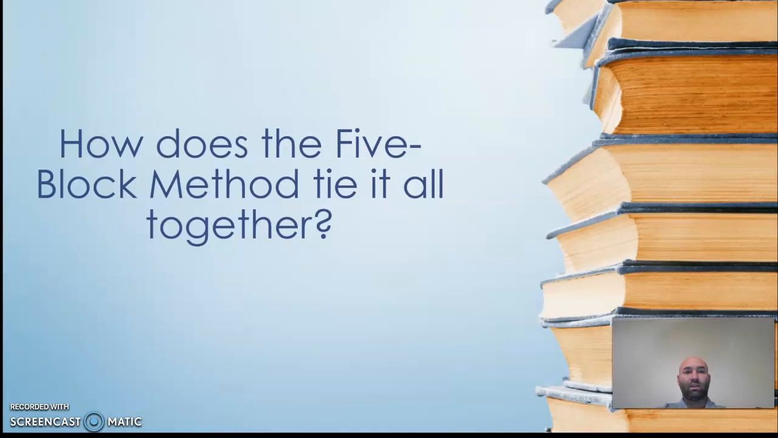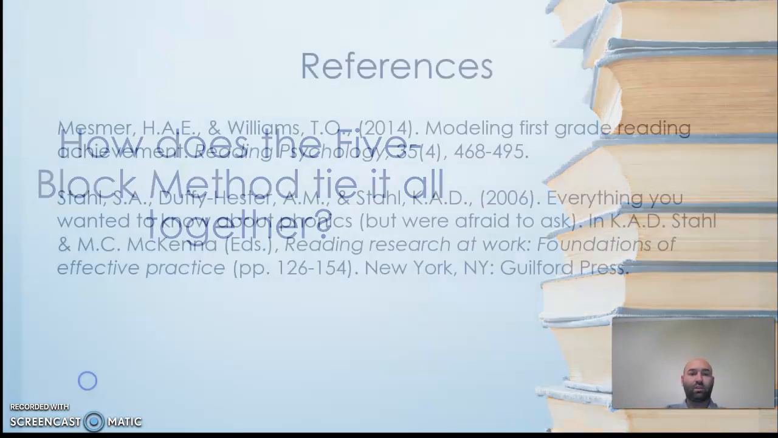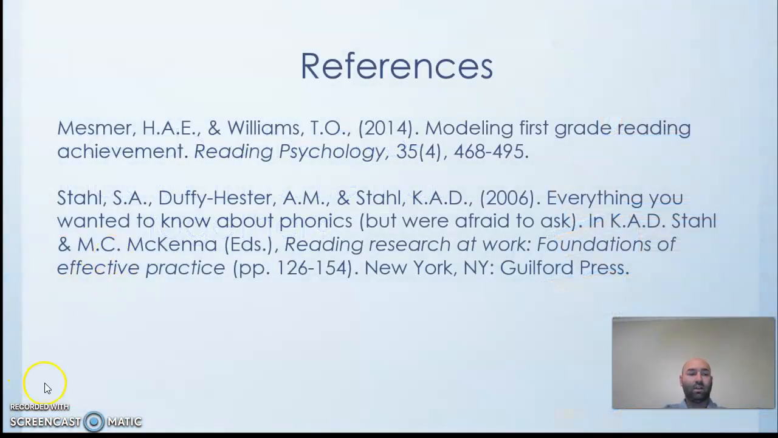And how does the 5-block method tie it all together? The framework for the 5-block ensures the 5 essential components that have been researched, which are phonemic awareness, phonics, fluency, vocabulary, and comprehension strategies, and they're built into the classroom instruction. It gives the teacher a method that is created from the research on the science of reading. It is directly correlated with the science of reading, and therefore everything ties together in the end.